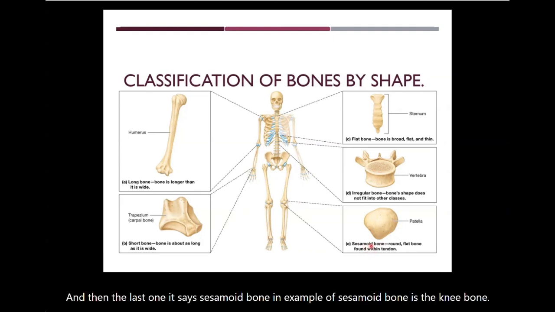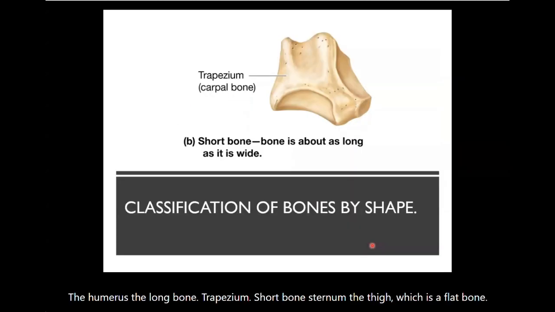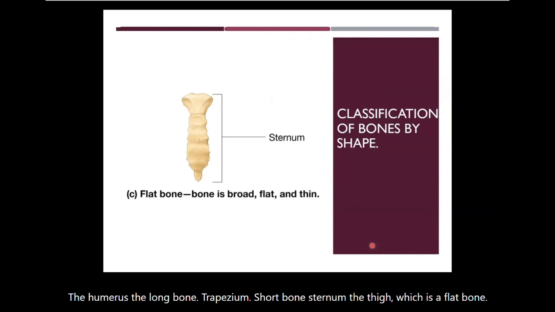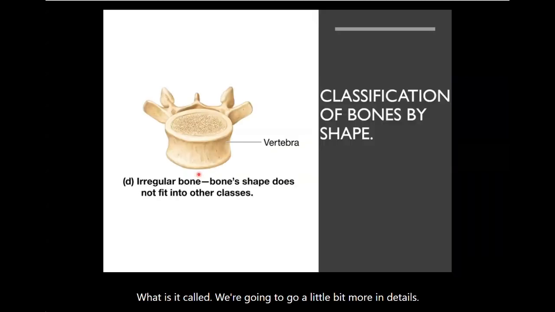And then the last one is the sesamoid bone. An example of a sesamoid bone is the knee bone. What do we call it? Patella, okay? So this is just an introduction: humerus, the long bone, trapezium, short bone, sternum, a flat bone. For the sternum, we're going to learn this top part, the body part, and this tail part. What is it called? We're going to go into a little more detail.